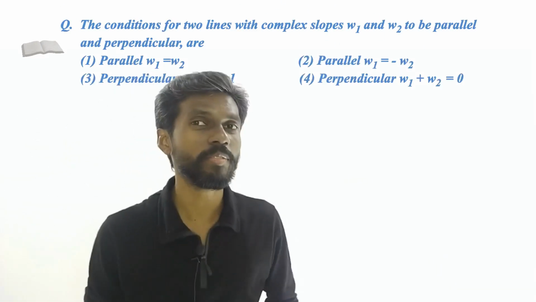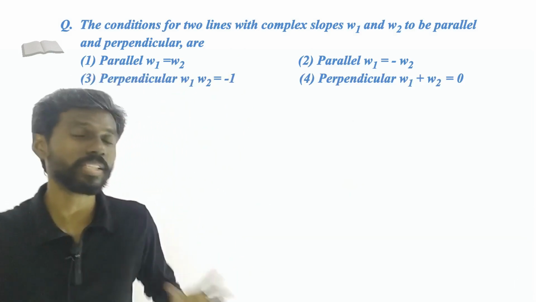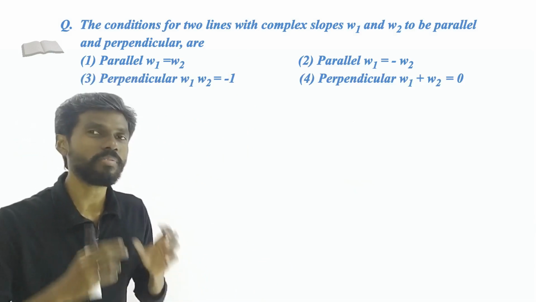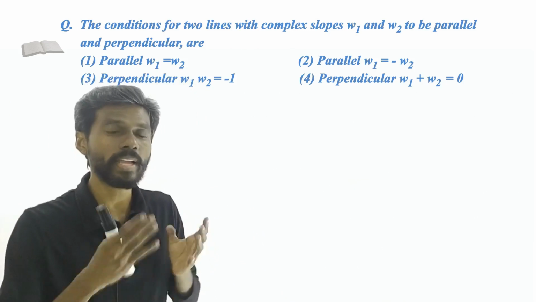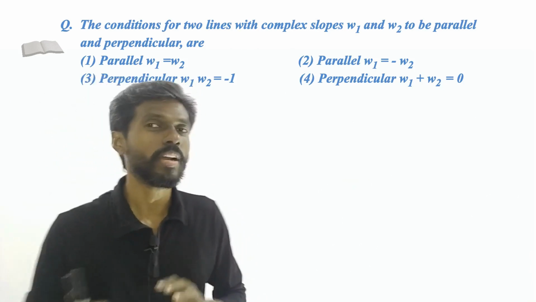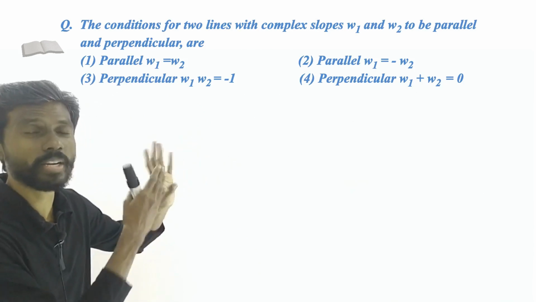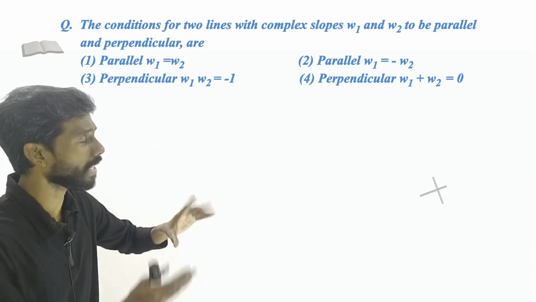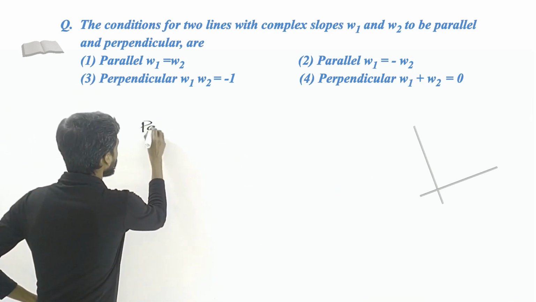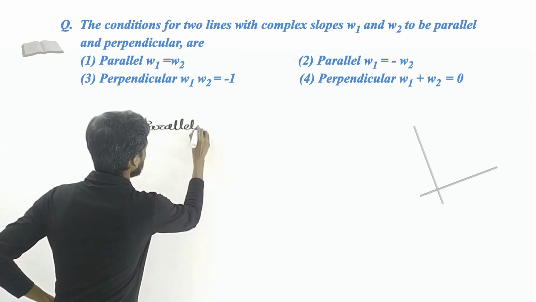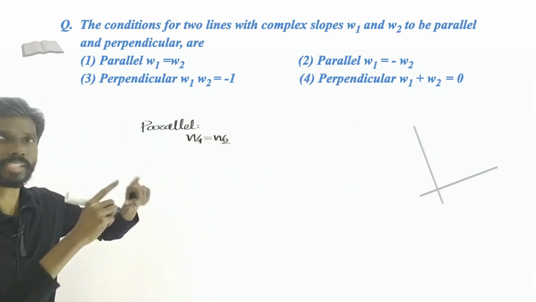Two straight lines are given with slopes w1 and w2, not real slopes, complex slopes. For real slopes, the conditions are different. For real slopes, if the lines are perpendicular, what is the condition? The product of slopes, m1 m2 equals minus 1. But here it may be different. So here w1 and w2 are the slopes of the two perpendicular lines. The parallel condition is very simple. If the two lines are parallel, obviously the slopes are equal, w1 equals w2.